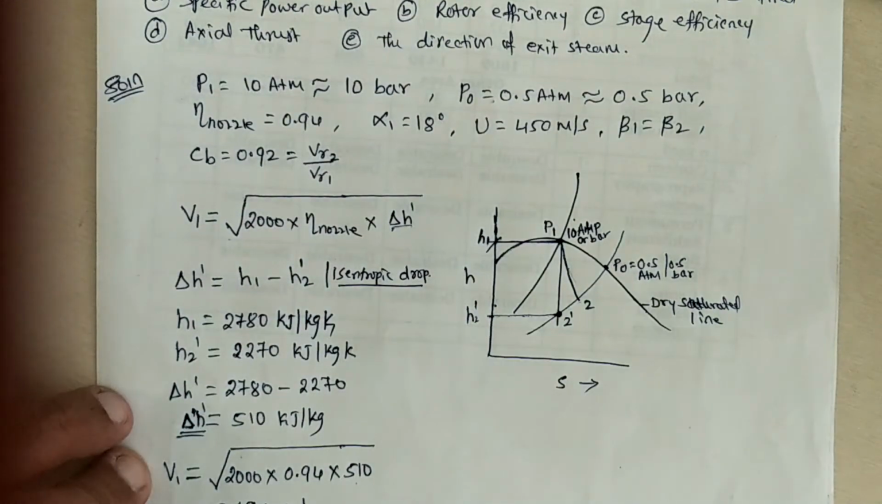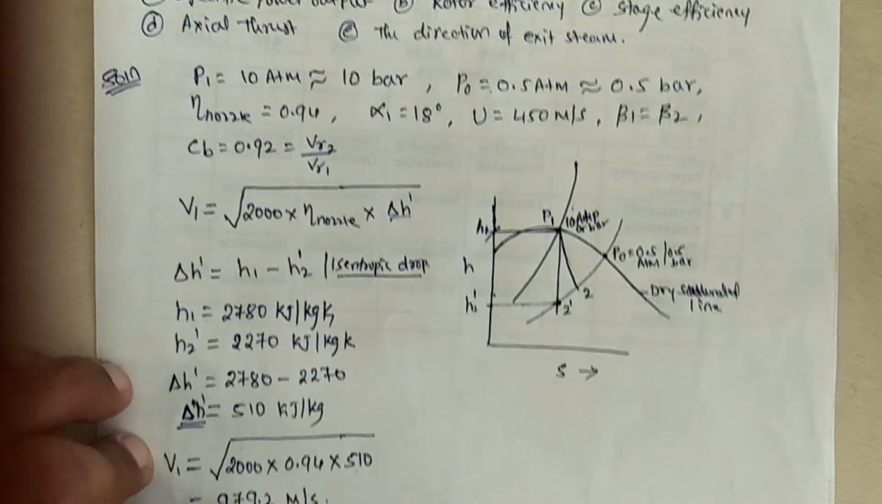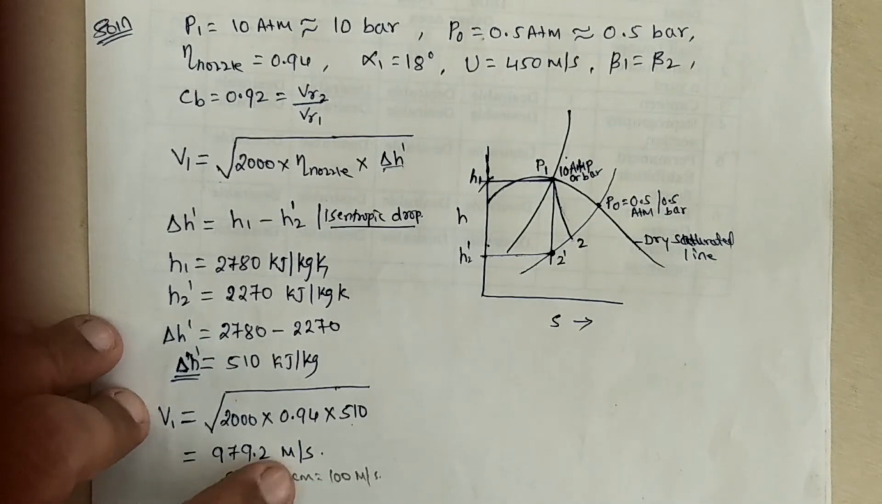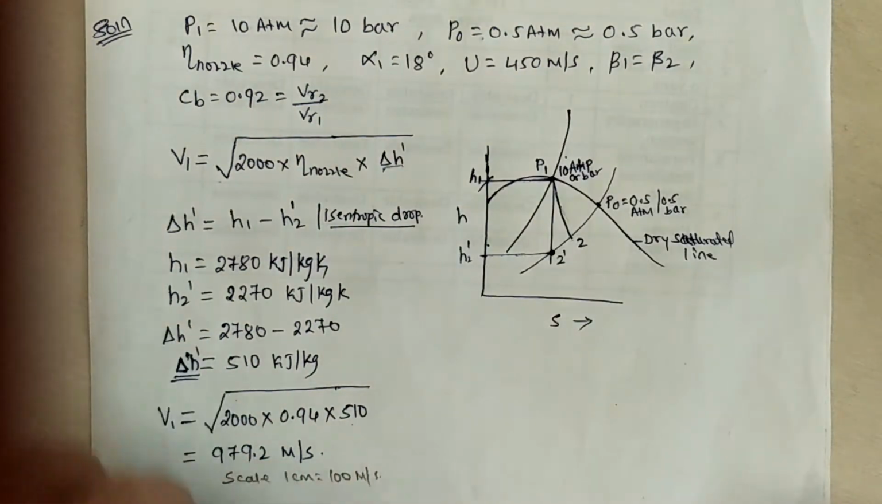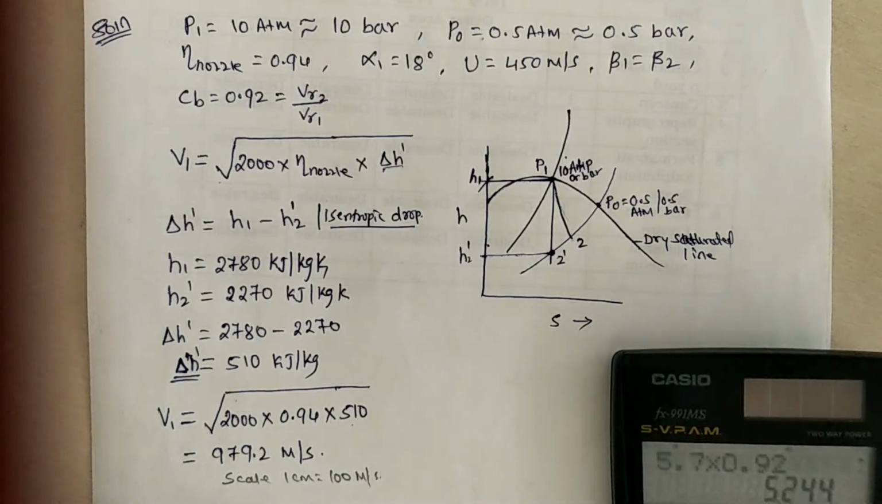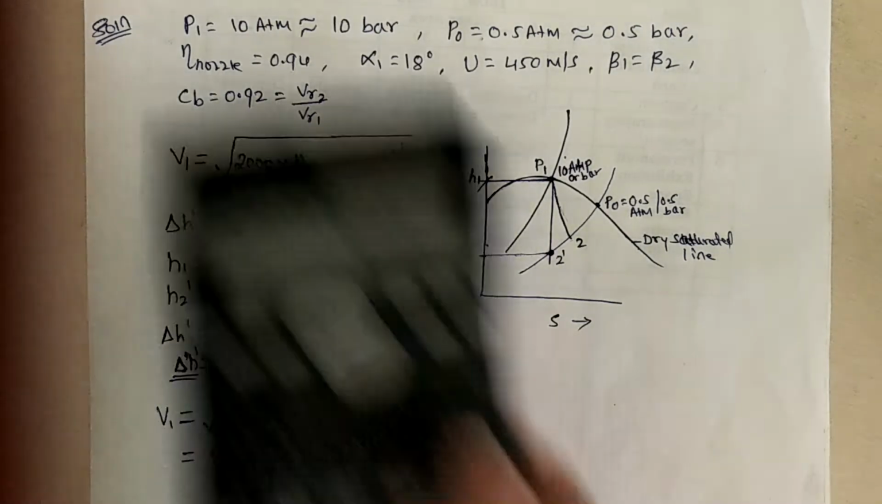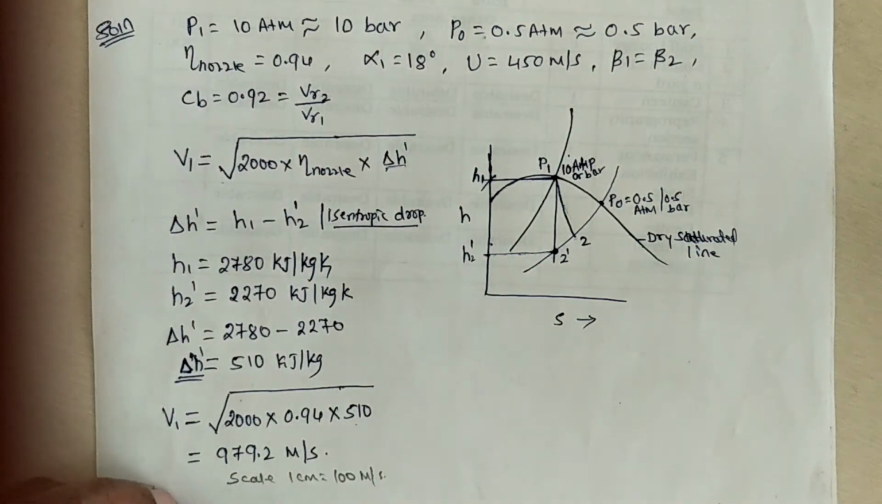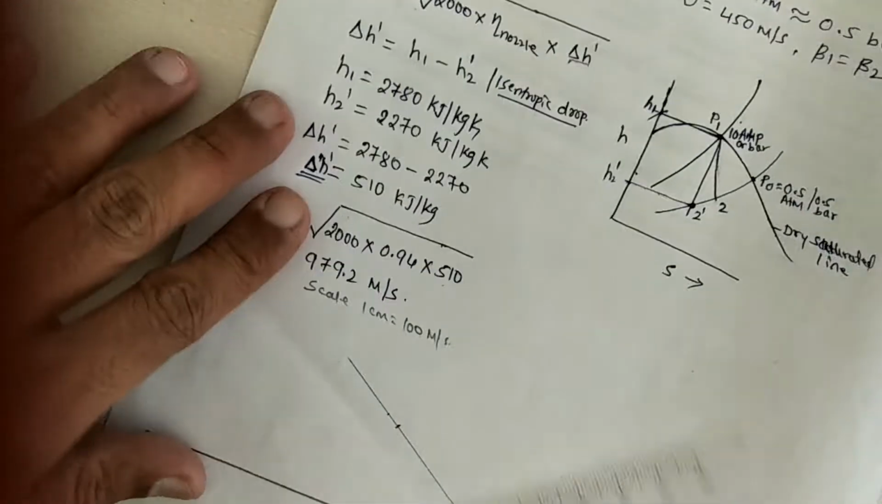So VR1 is 5.7 centimeters or 570 meters per second. So I will go with the centimeter. 5.7 centimeters multiplied by 0.92. So I will get the value of VR2 is equal to 5.24 centimeters. I am going to cut to that value, somewhere here 5.24. So this is the value of VR2.